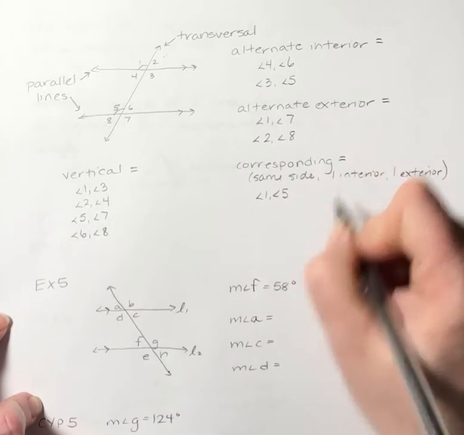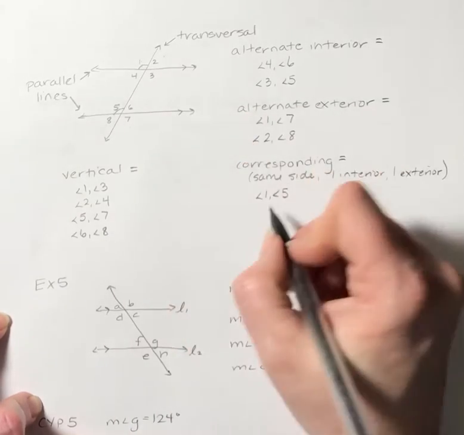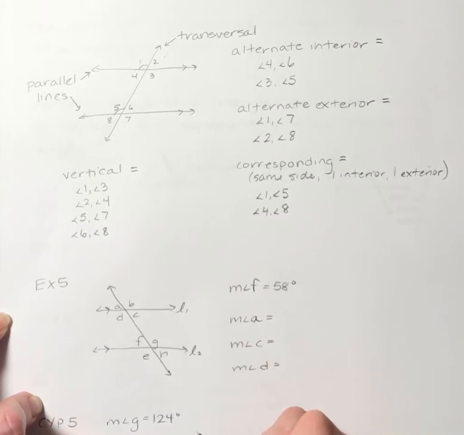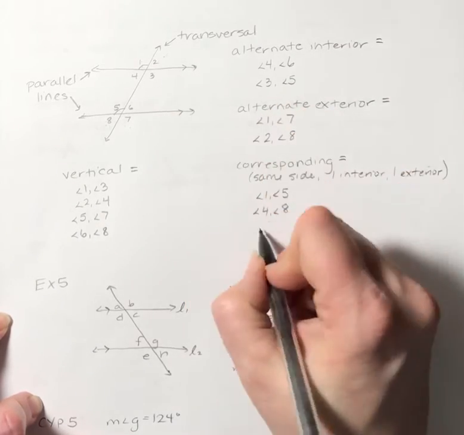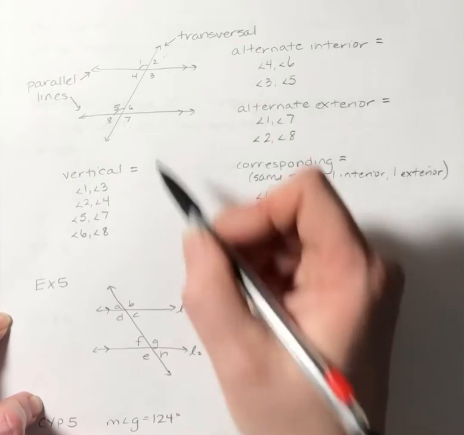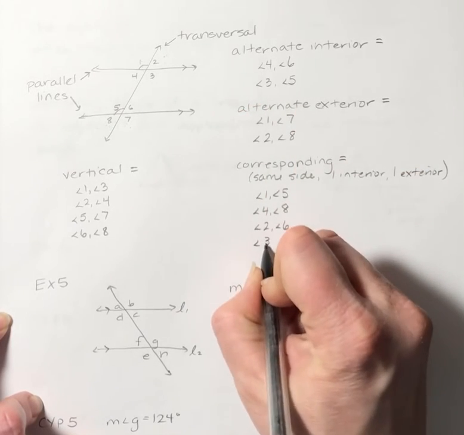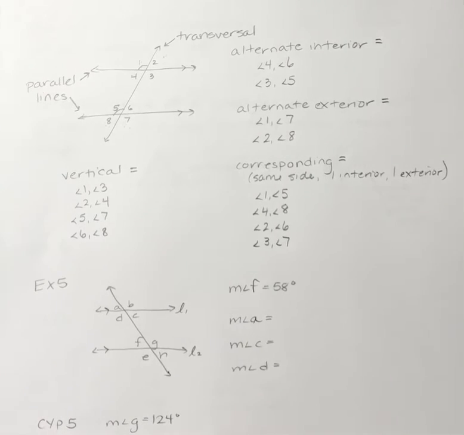These are also equal. Angle 4 and angle 8 are a pair of corresponding angles. Angle 2 and angle 6 are a pair of corresponding angles. And angle 3 and angle 7 are a fourth pair of corresponding angles.